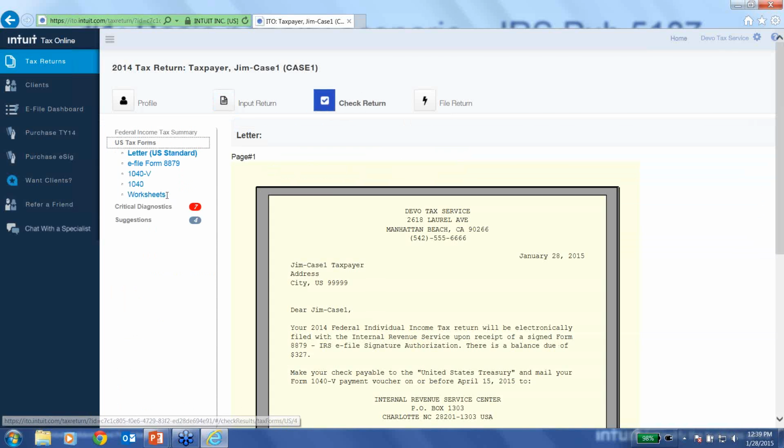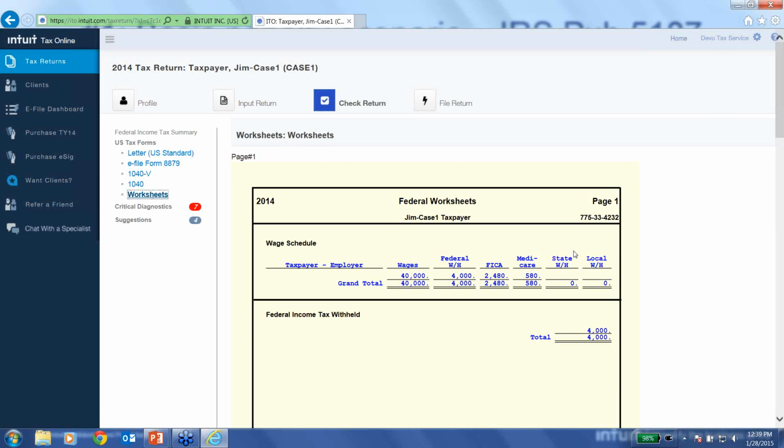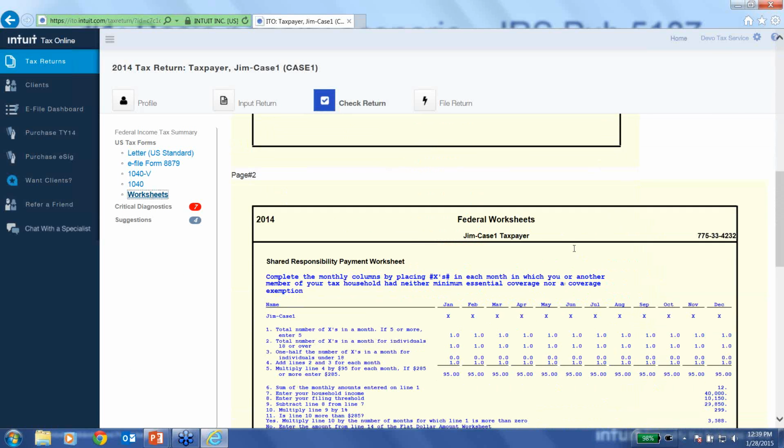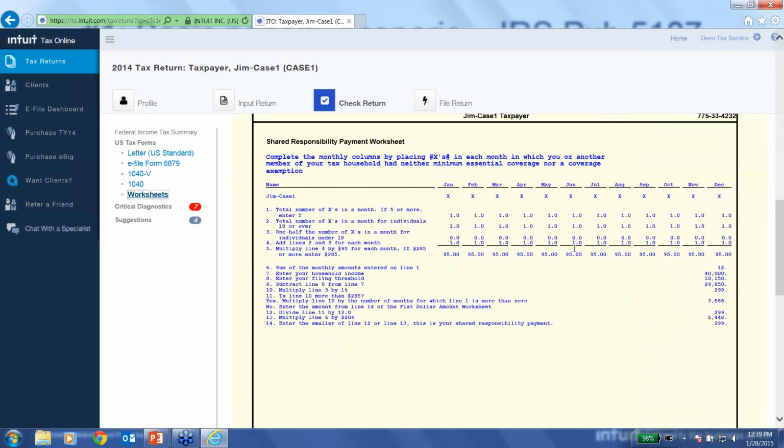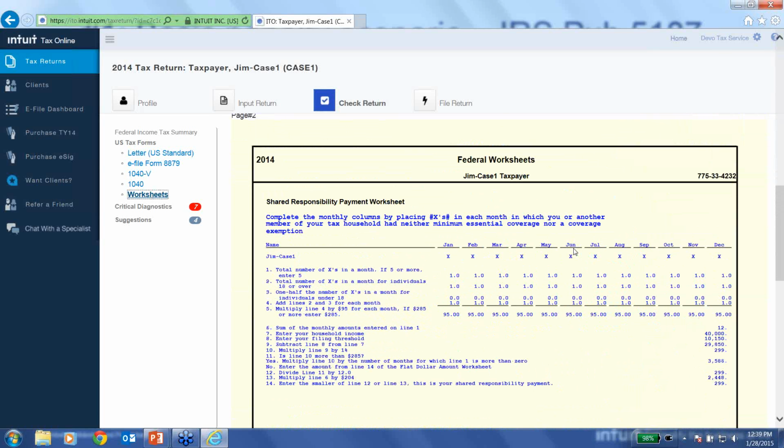Click on tax forms, and we're going to go to the penalty worksheet. Okay, so we have Jim, and no exemptions and no coverage for the year. So we have X's across the board for each month. And then we're going to follow the flow of the IRS worksheet.